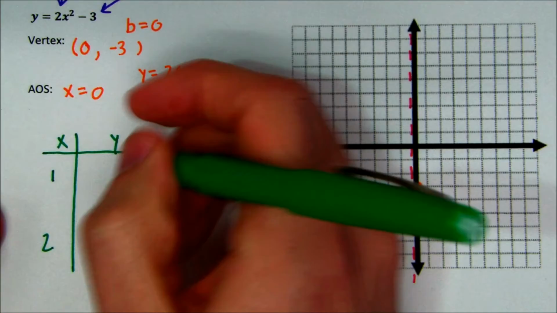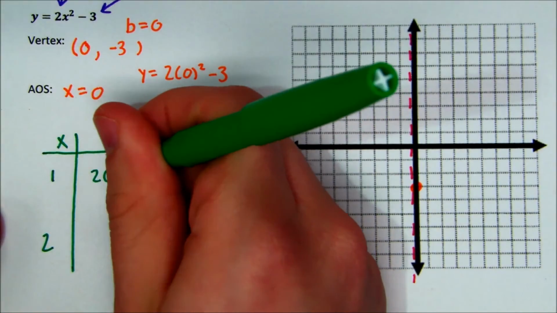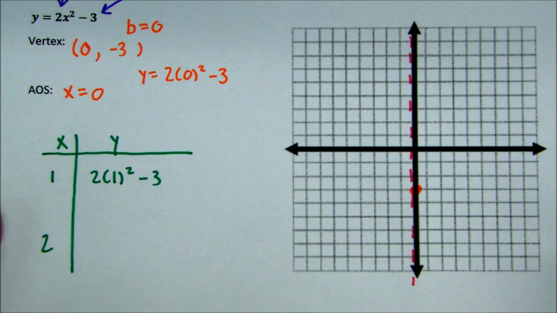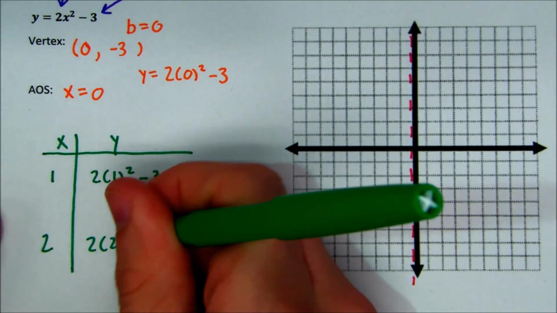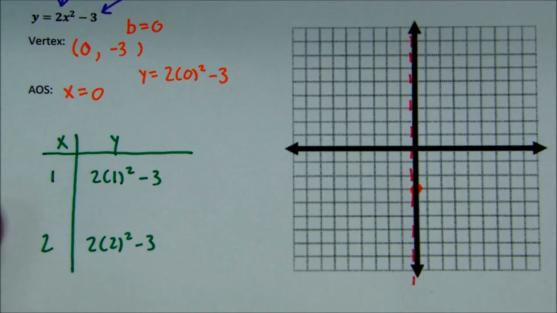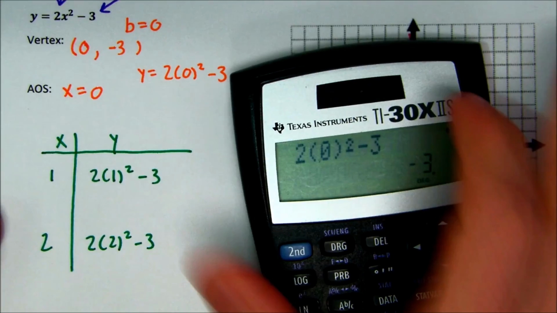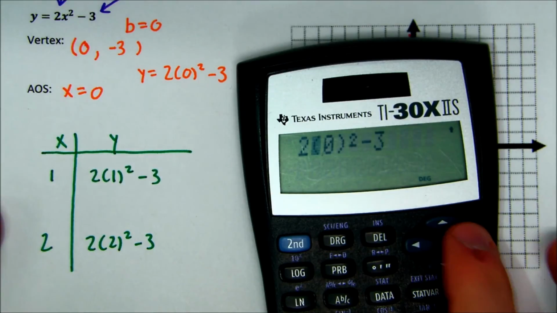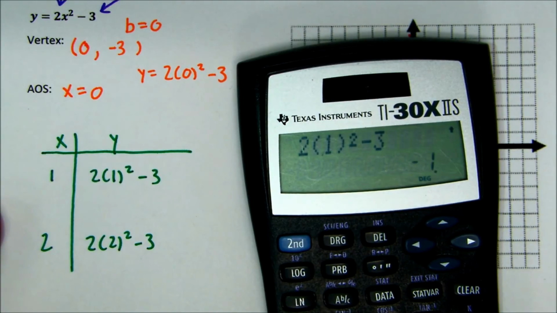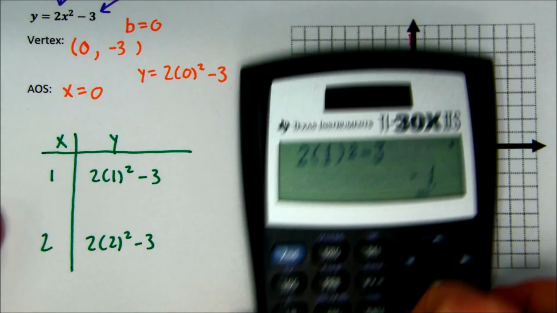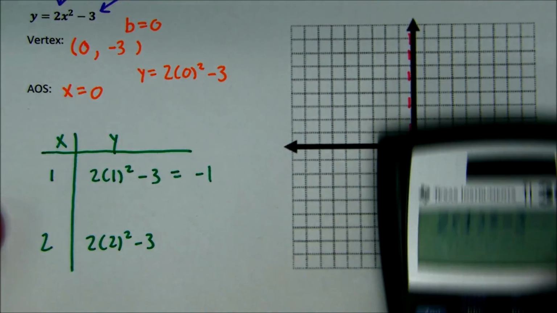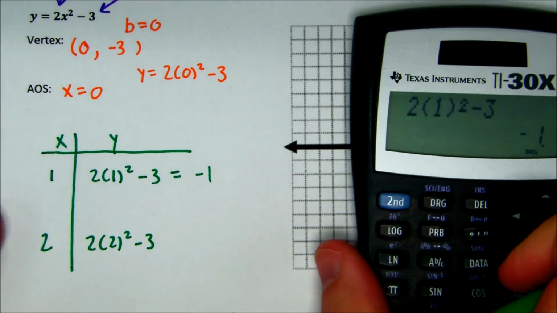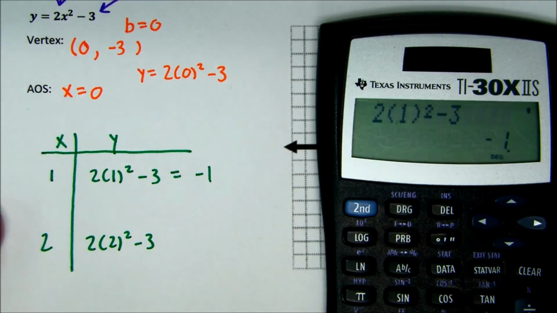So I have 2 times 1 squared minus 3. And I'll do the same thing down here, 2 times 2 squared minus 3. Now this is where my calculator comes in handy. Since I typed it in earlier with parentheses, I can just scoop back up, replace it with a 1, and voila, I get negative 1. Makes it kind of nice. Now if you type it in wrong the first time, that's where this can get messy, so make sure you check yourself mentally. So I'm going to plug in at 2, and I get 5.